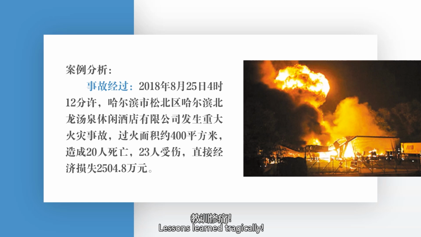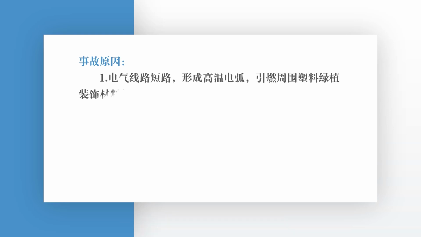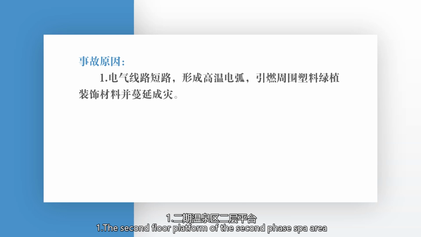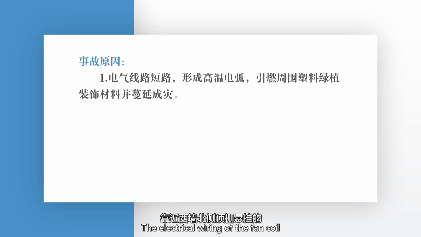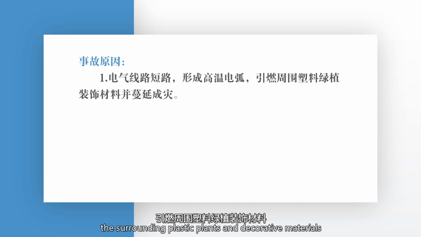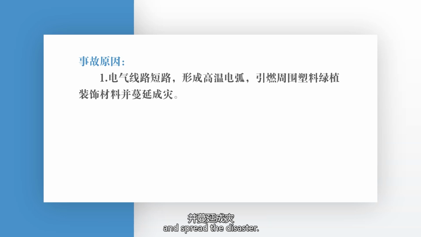Lessons learned tragically. After investigation, the causes of the fire accident are as follows. First, on the second floor platform of the second phase spa area, the electrical wiring of the fan coil hanging from the roof on the north side of the west wall was short-circuited, forming a high-temperature arc, which ignited the surrounding plastic plants and decorative materials and spread the disaster.